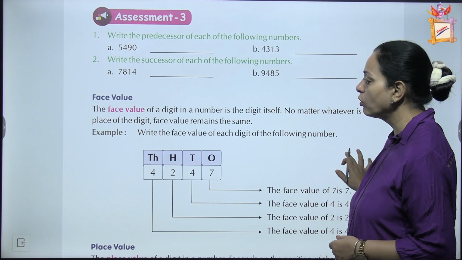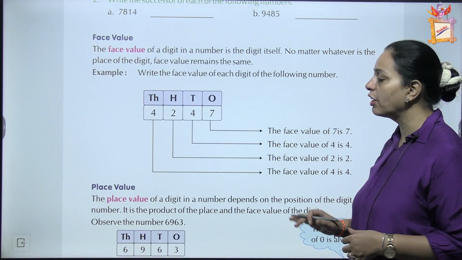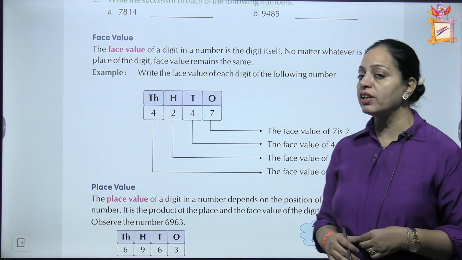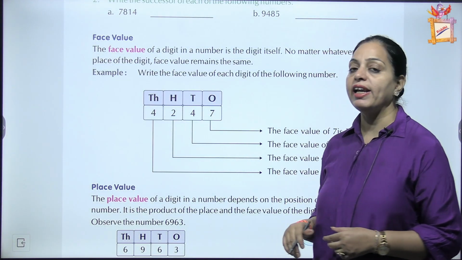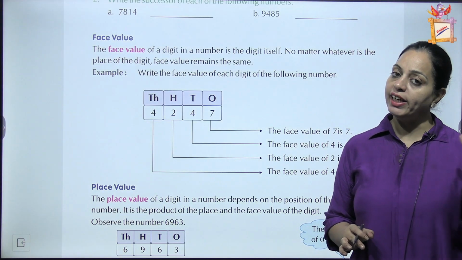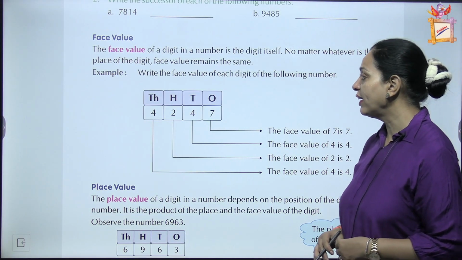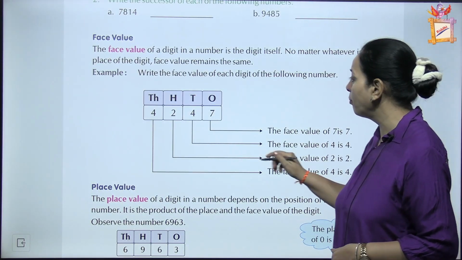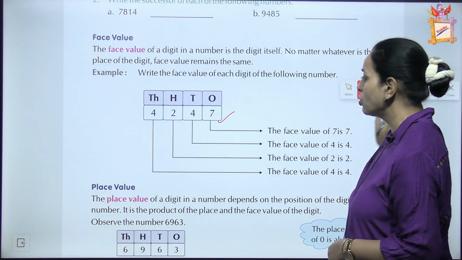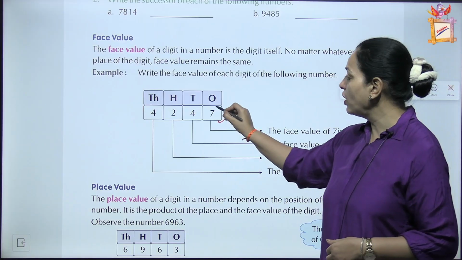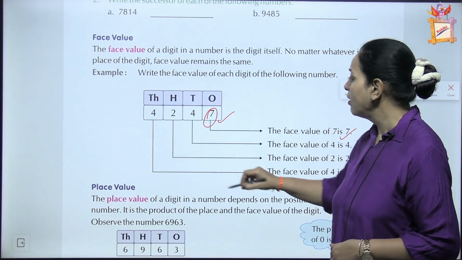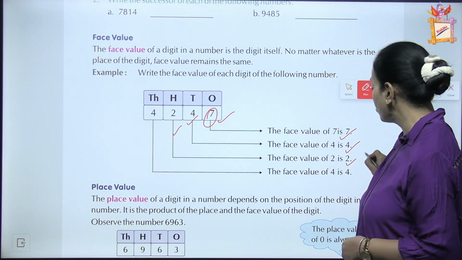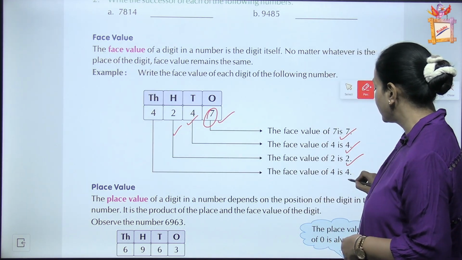Now we are talking about the face value. The face value of a digit in a number is the digit itself. No matter whatever is the place of the digit, face value remains the same. Face value is the same digit. Like example, write the face value of each digit of the following number. This number, 4247. So face value of 7 is 7. Face value of 4 is 4. Face value of 2 is 2. Face value of 4 is 4.